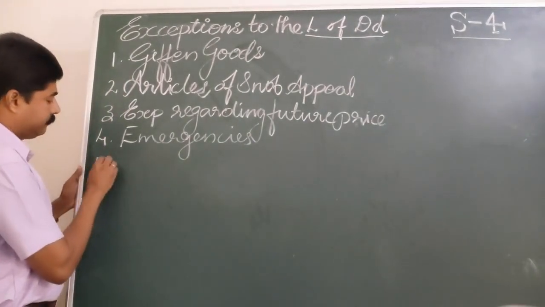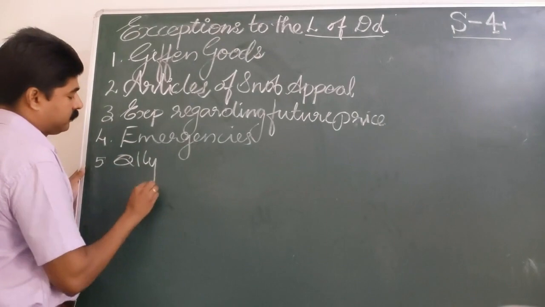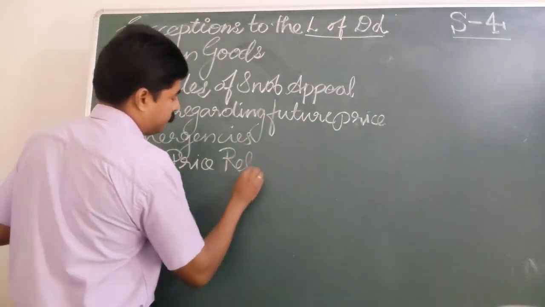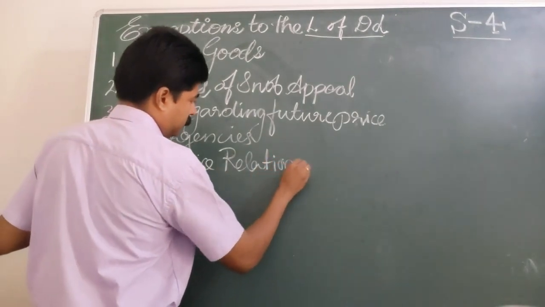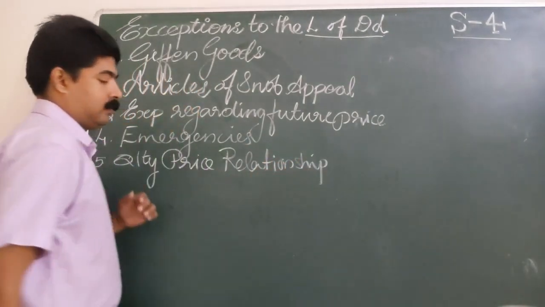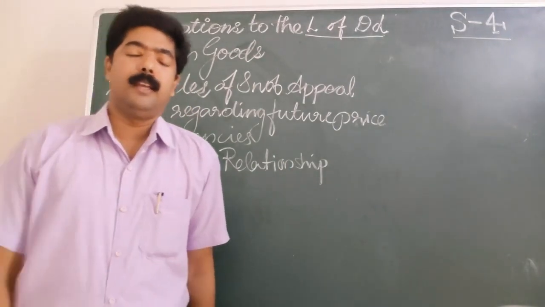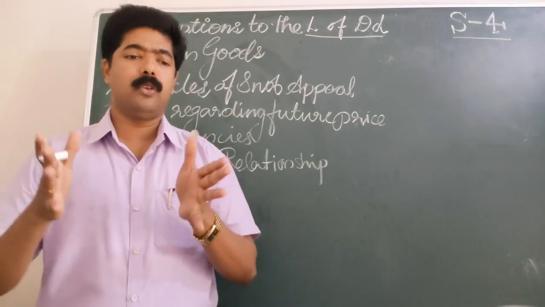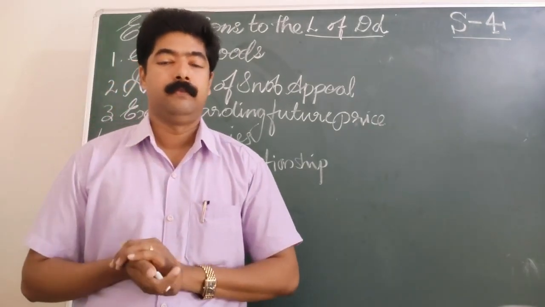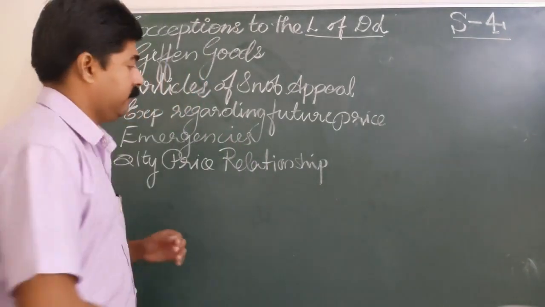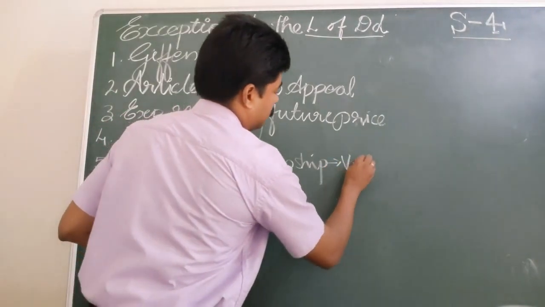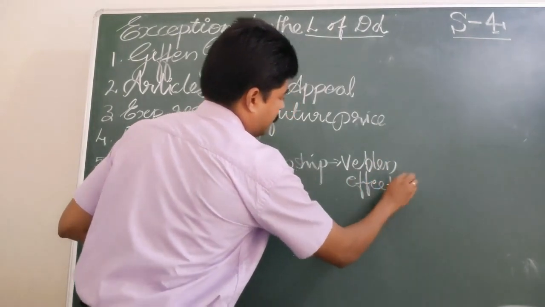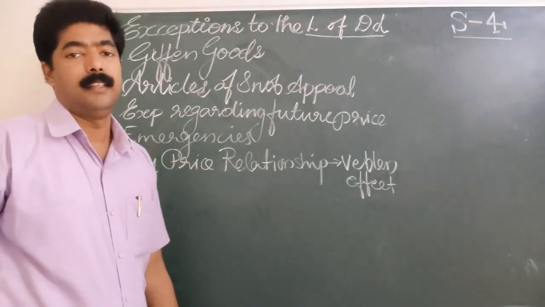You can note it down. Quality price relationship. What is meant by quality price relationship? In economics, this quality price relationship is also known as the Veblen effect. What is the Veblen effect, or what is the quality price relation?